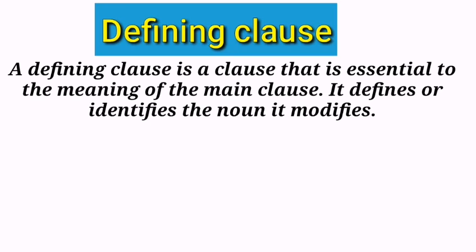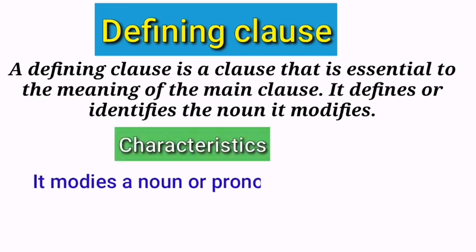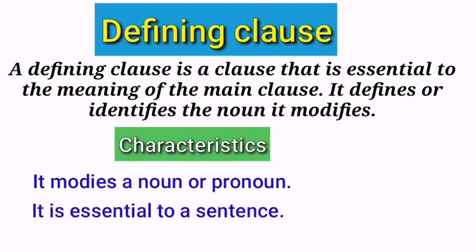or pronoun. But if you want to identify it in a sentence, then keep in mind these characteristics of the defining clause. The first one is, it modifies a noun or pronoun. You need to remember that it is the main function of a defining clause that it will modify a noun or a pronoun in a sentence. Basically, I will give examples but just learn its characteristics. The second point is, it is essential to a sentence.